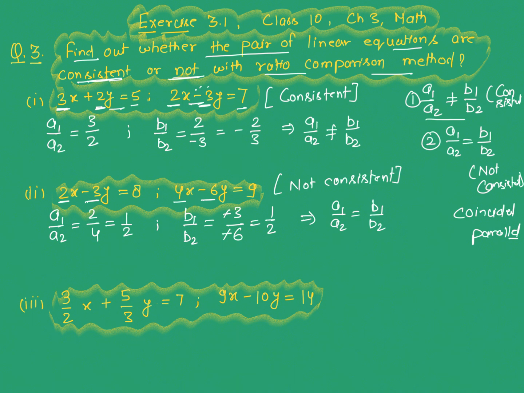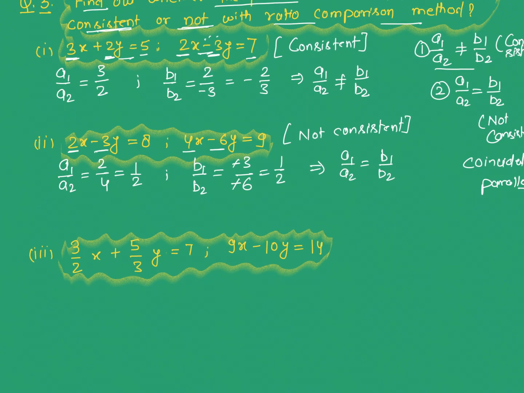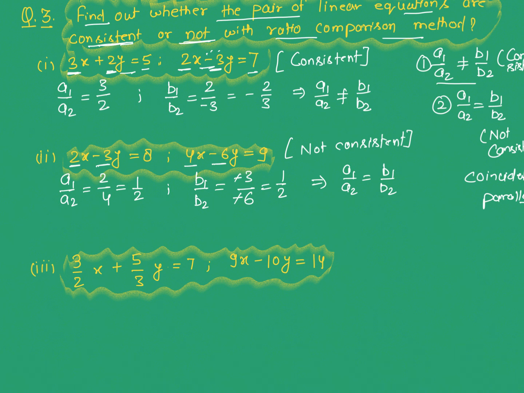Okay, now let's look at the third problem. So in the third question, these are not actually straightforward. So what you can do, you can go with the LCM method first. Before that, you can write it like 3 upon 2x plus 5 upon 3y. And if you take 7 on the left side, then it will become minus 7 equals 0, right? And if you take the LCM, minus 7 can be written as 7 upon 1. So the LCM would be 6.